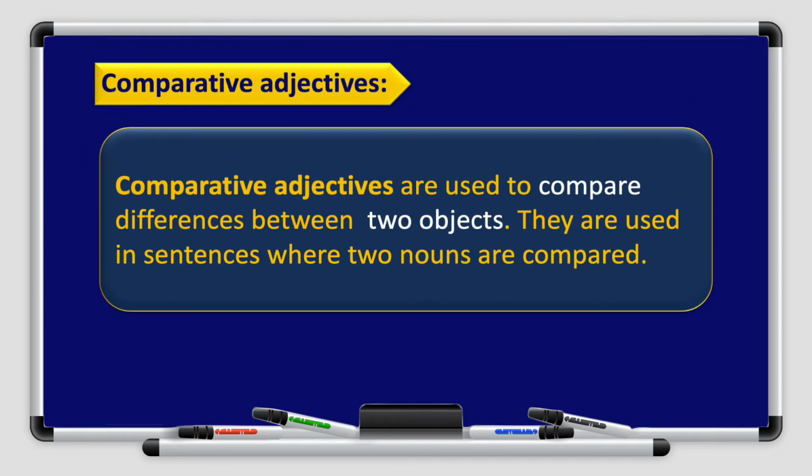Comparative adjectives. What are they? Comparative adjectives are used to compare differences between two objects. They are used in sentences where two nouns are compared. One more time. Comparative adjectives are used to compare between two different objects. They are used in sentences where two nouns are compared.